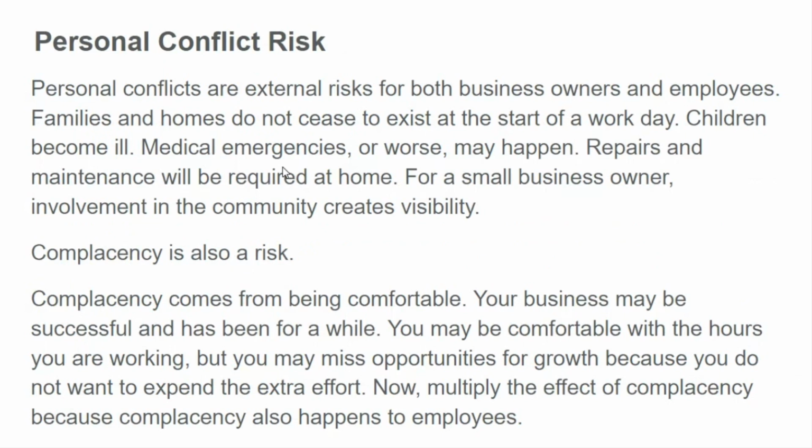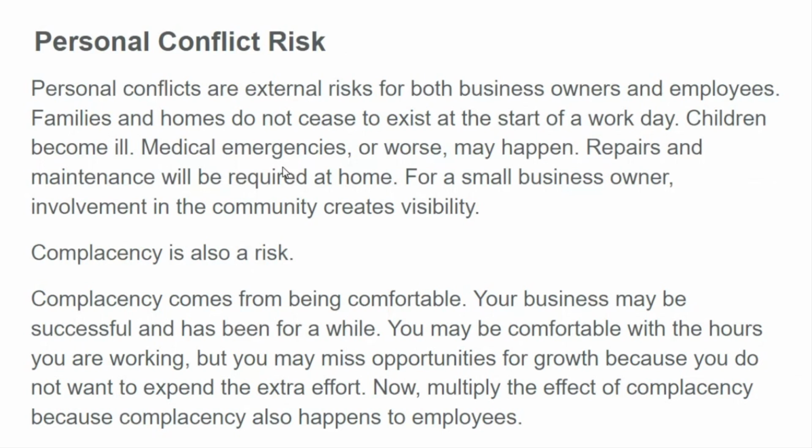This is particularly important for owners of business who go into a partnership or have more than one owner. Personal conflicts, the owners don't see eye to eye, and suddenly the business falls apart. Could be a real problem. That's a real challenge. Children become ill, medical emergencies, repairs and maintenance required at home. For a small business owner involved in the community, creates some visibility, but it also creates some grief because you often tick people off.